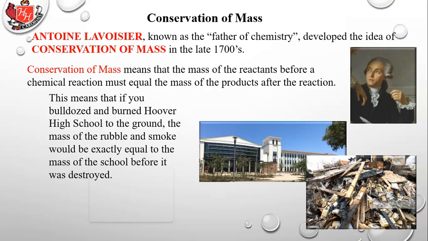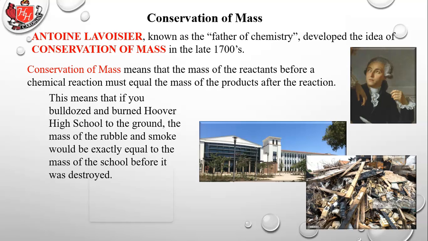So if you had a billion carbon atoms making up the structure of Hoover High School before you destroyed it, then after you burned it and bulldozed it under that big glass dome, you would have a billion carbon atoms after you destroyed it. You don't increase or decrease the number of atoms. They stay the same. If you had 10 billion oxygen atoms, then you would end up with 10 billion oxygen atoms under that dome somewhere, either in the smoke or in the rubble. You would end up with the same number.